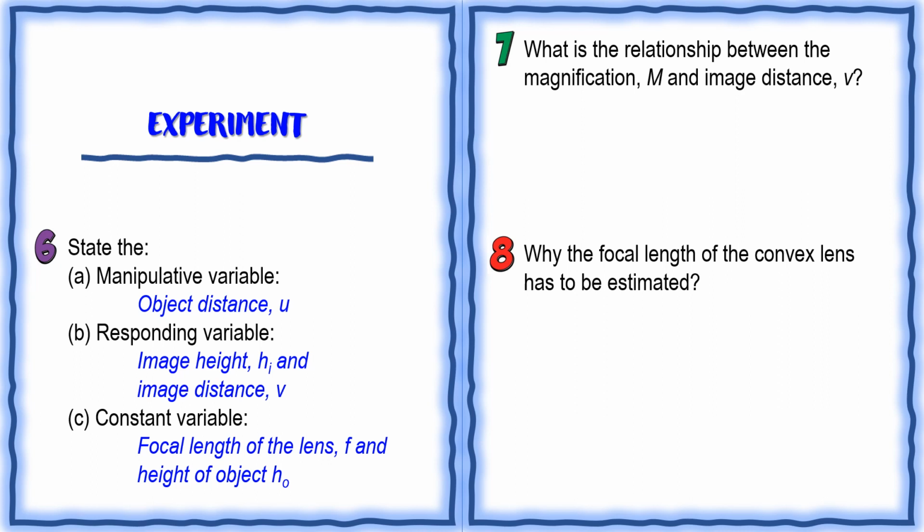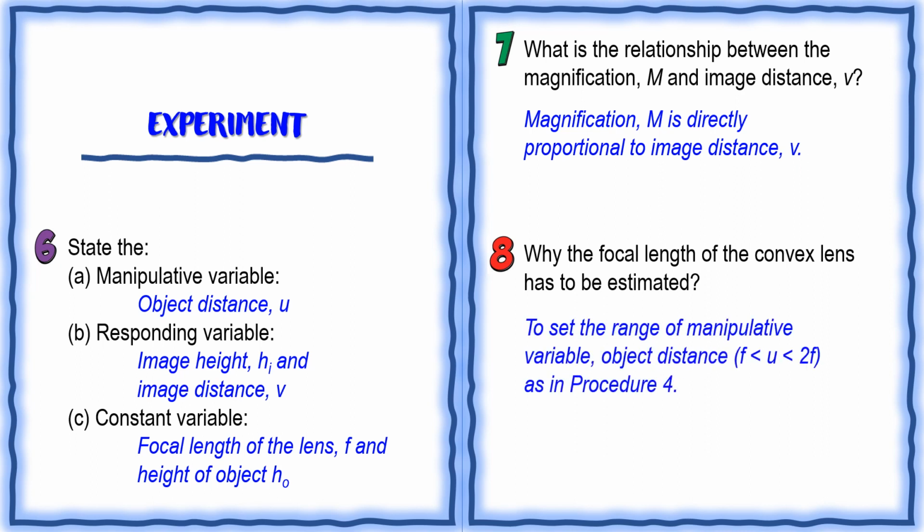For question number 7, what is the relationship between the magnification M and the image distance V? So, magnification M is directly proportional to the image distance V. Question number 8, why does the focal length of the convex lens have to be estimated? The reason, referring to procedure 1, is that we want to set the range of our manipulated variable, which is the object distance, between the values of F and 2F, as in procedure 4.